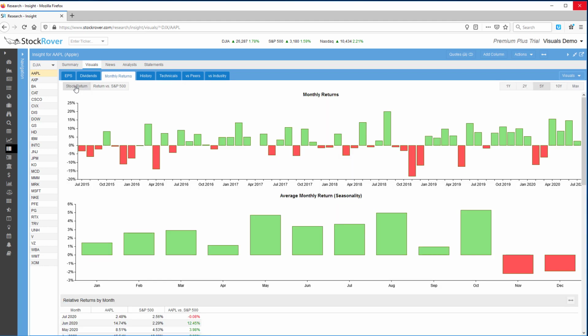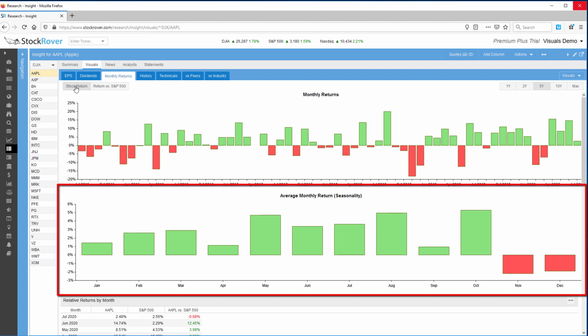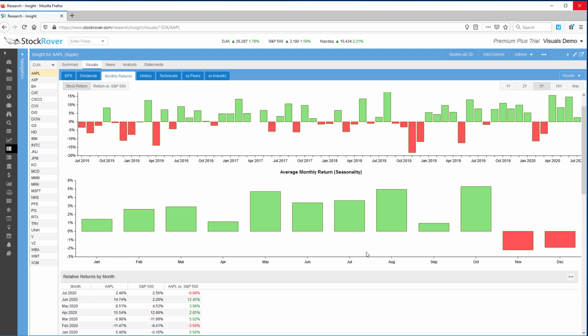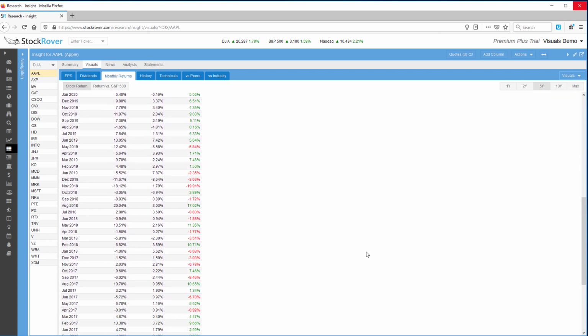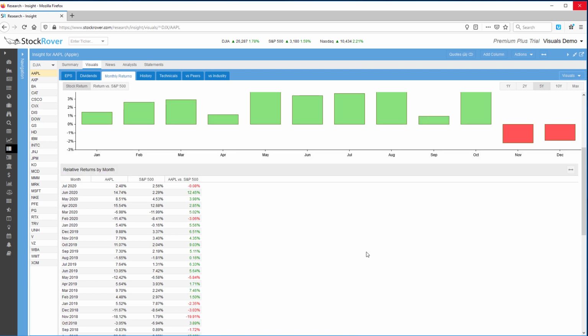There are 2 charts, the first showing the monthly returns in chronological order, and the second showing the average return per month across the years. Note the detail when hovering over a bar. Below the 2 charts is a table showing the monthly return in tabular form.